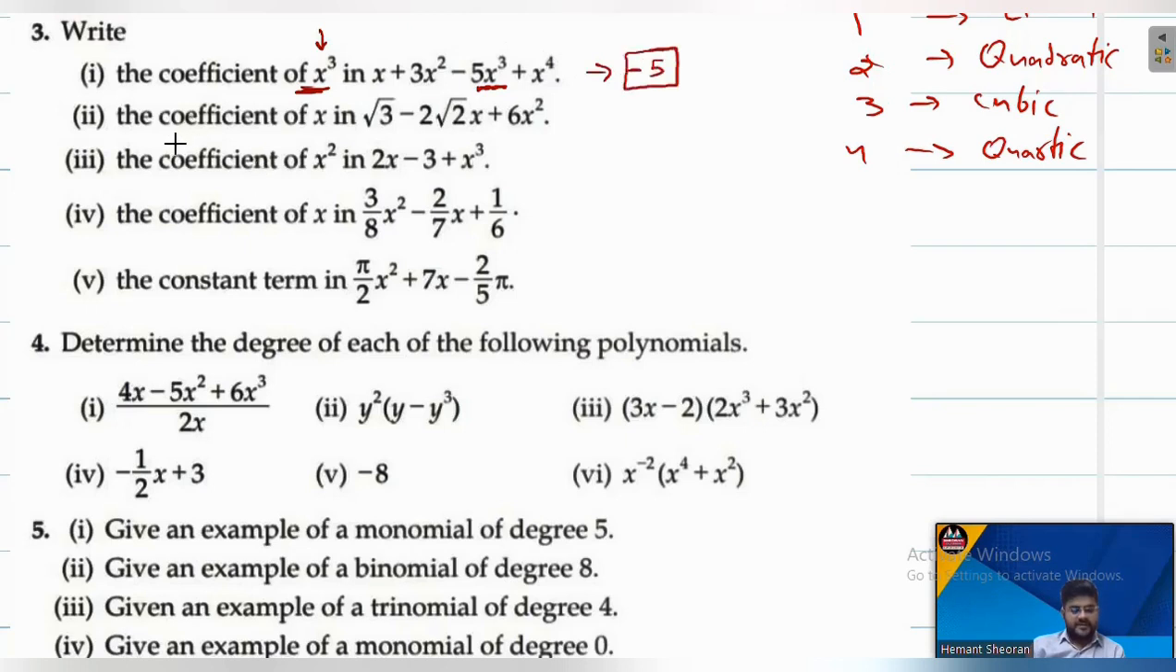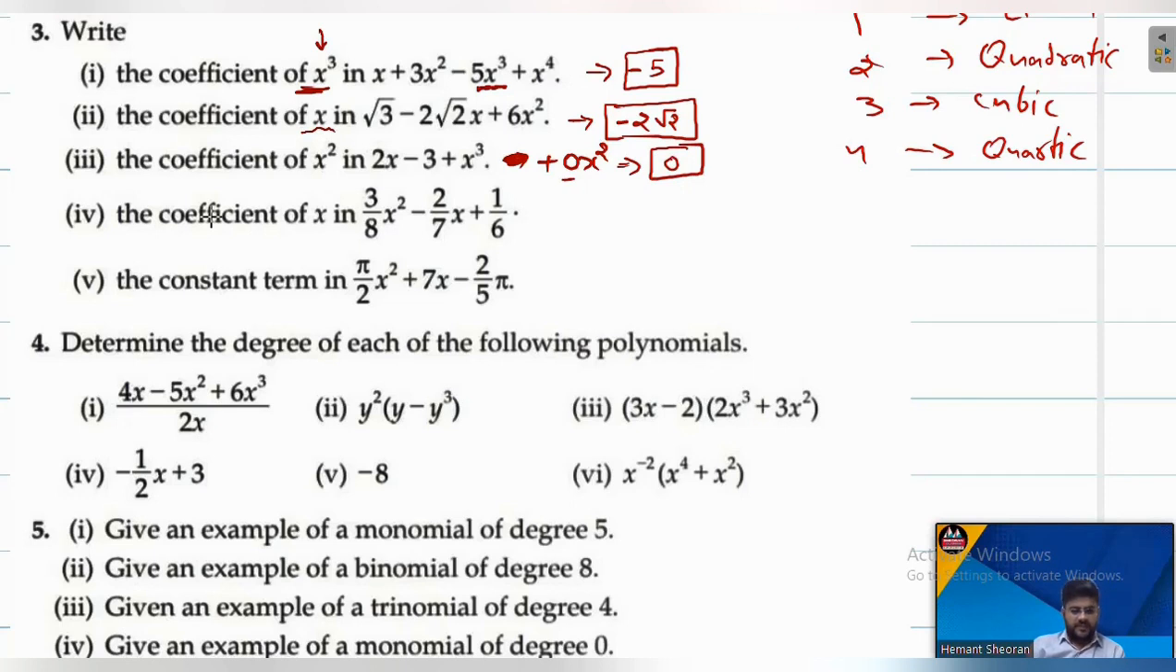Okay, then Ahana, what about the coefficient of x in this one? 2 root 2. Just go with the negative sign as well. Yeah, negative 2 root 2. Okay, then Darshil, what about the x square in it? The coefficient of x square is 0, because there is no x square. If the coefficient of x square becomes 0, then 0 is the coefficient for it.